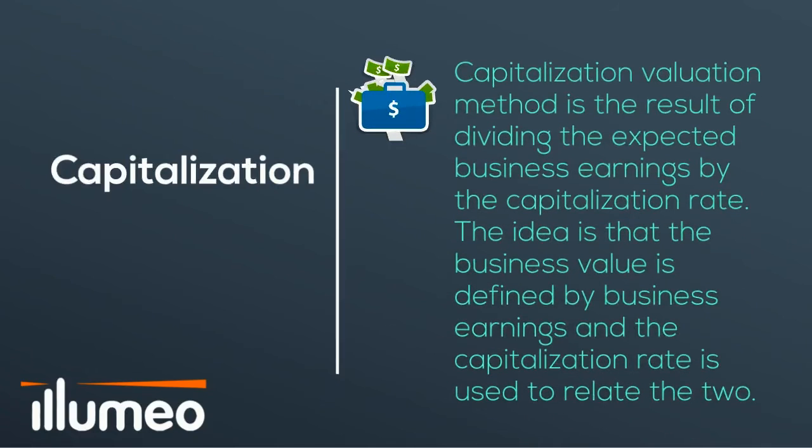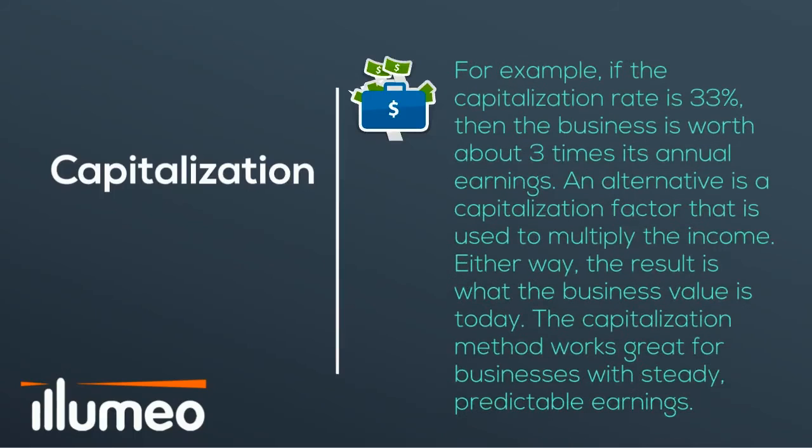Capitalization. Capitalization valuation method is the result of dividing the expected business earnings by the capitalization rate. The idea is that the business value is defined by business earnings and the capitalization rate is used to relate the two. For example, if the capitalization rate is 33%, then the business is worth about 3 times its annual earnings. An alternative is a capitalization factor that is used to multiply the income. Either way, the result is what the business value is today. The capitalization method works great for businesses with steady, predictable earnings.